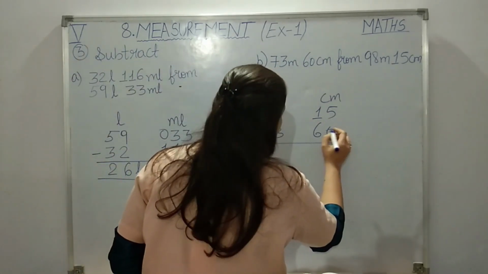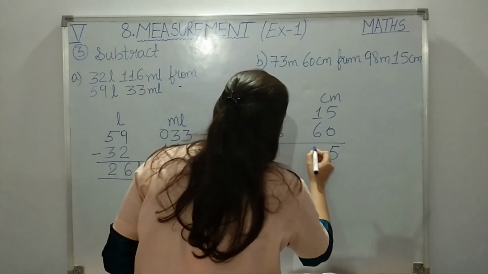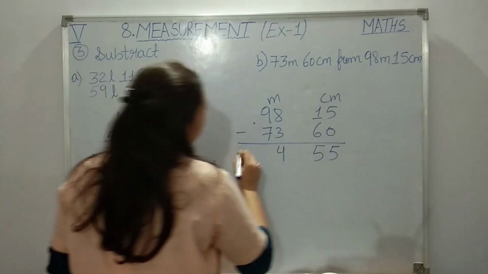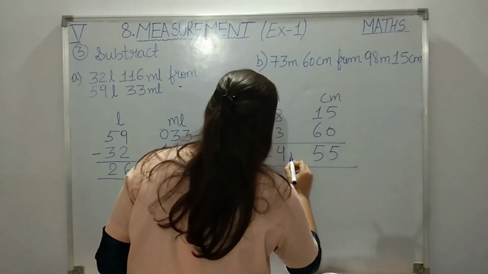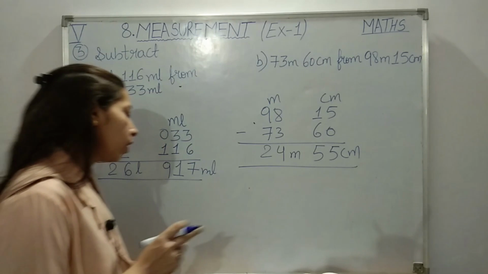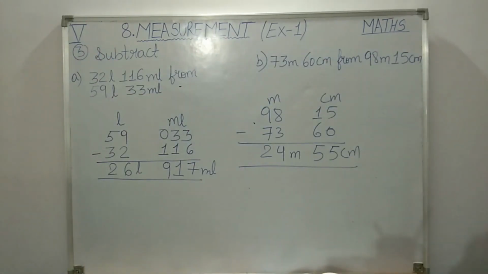5 minus 0 will be 5. Then we have to borrow 1 here. So 11 minus 6 will give you 5. Then 7 minus 3 will give you 4. Then 9 minus 7 will give you 2. So 24 meters, 55 centimeters. Got it, students? Again, point number C will be your work. Note it down.